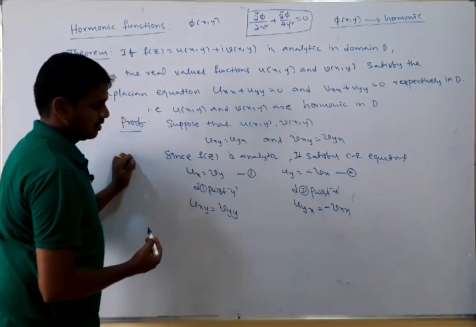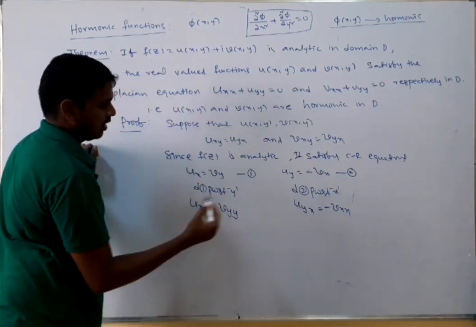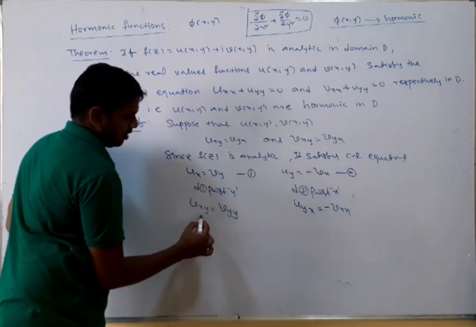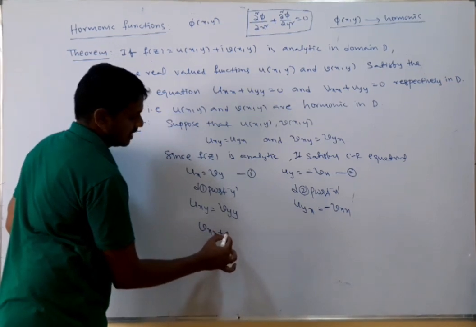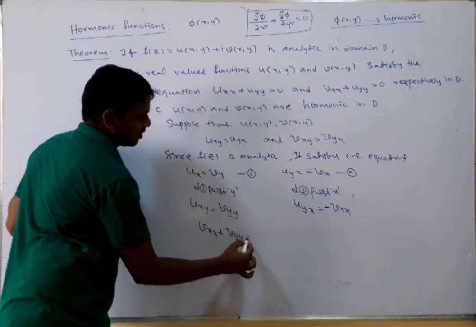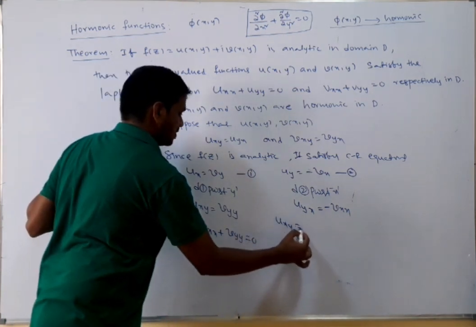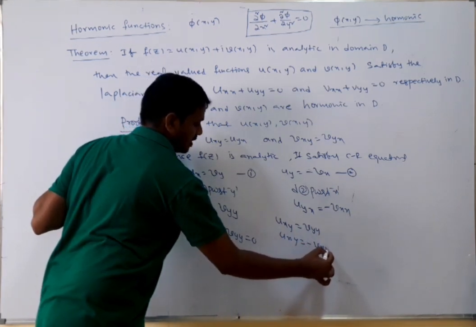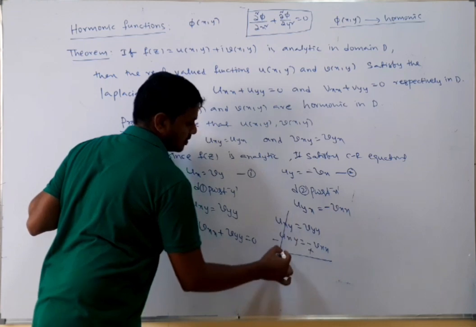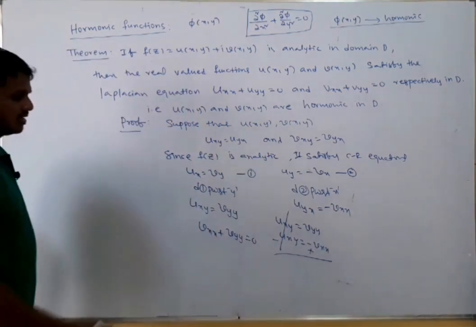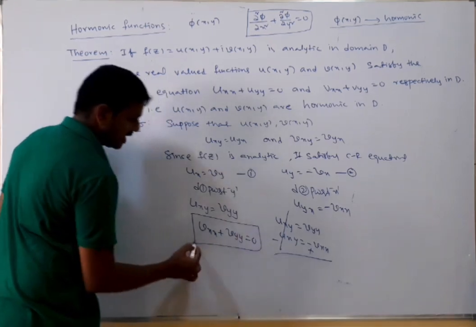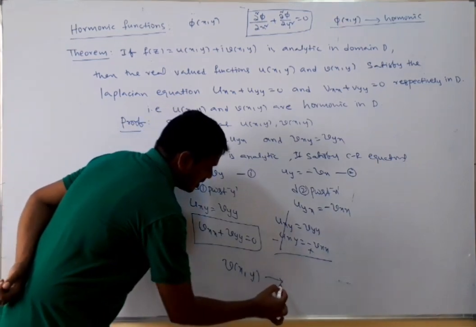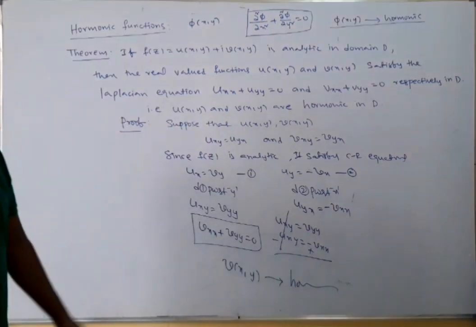Add the terms. Or directly you can add it. u_xy gets cancelled. Finally what we have? v_xx plus v_yy is equal to 0. Or if you write it like this, u_xy is equal to v_yy, u_yx, which is the same as u_xy, is equal to minus v_xx. Adding the terms, this gets cancelled. v_xx plus v_yy is equal to 0. That means v of x comma y satisfies the Laplace equation, and v of x comma y is harmonic in the domain D.